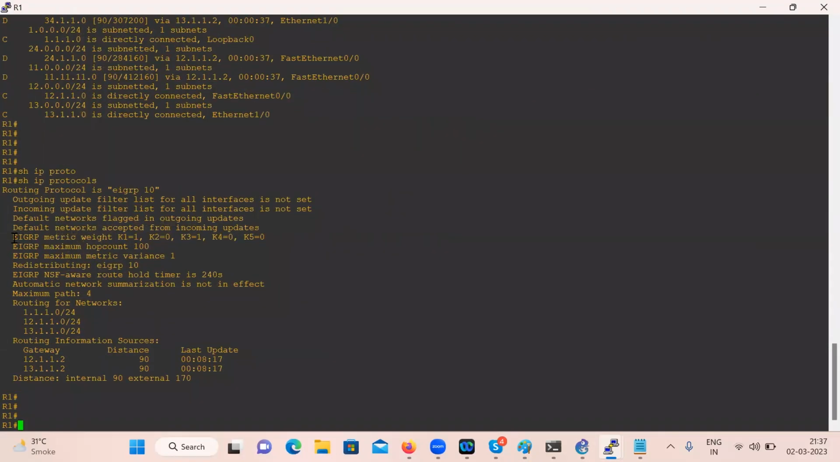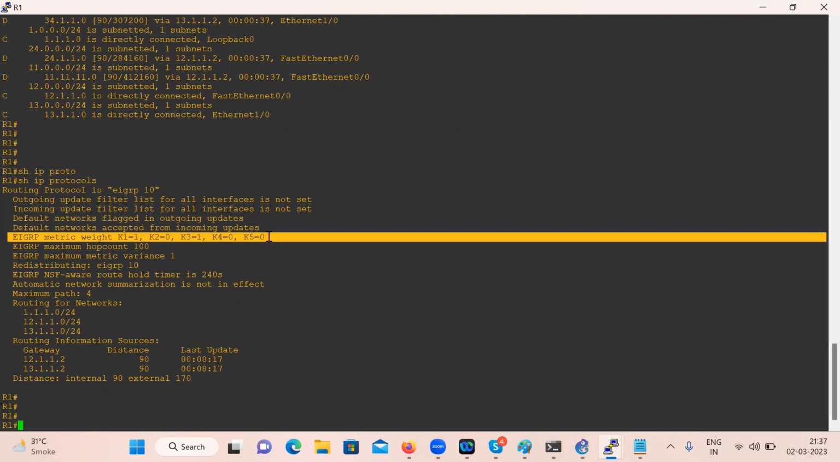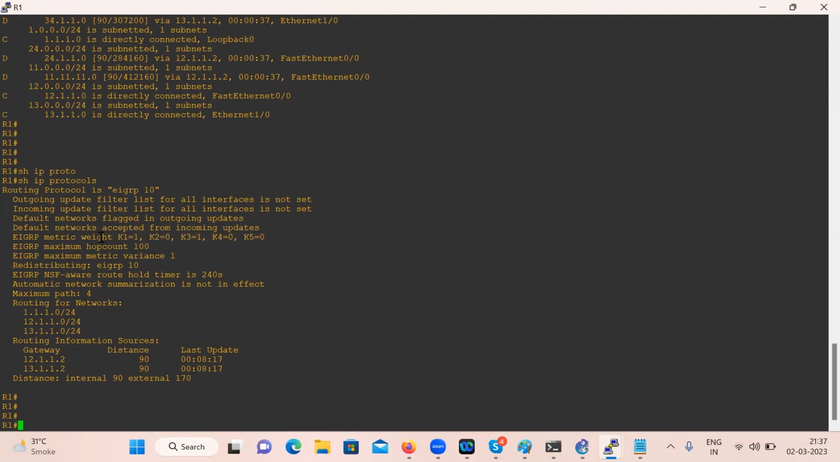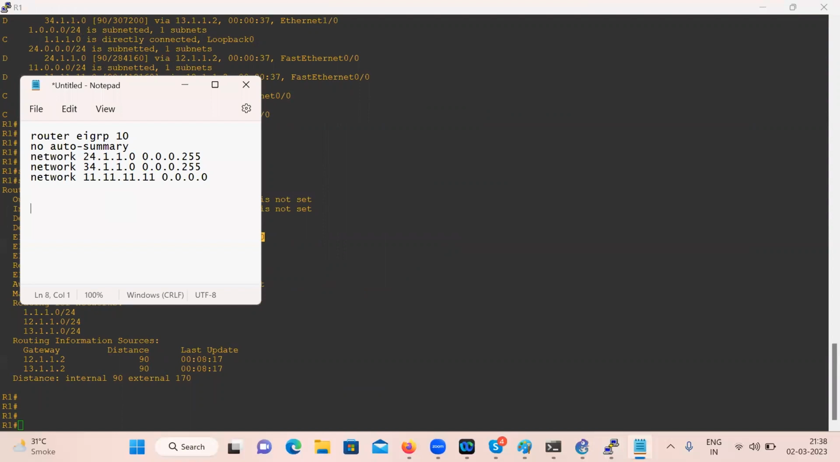See here, EIGRP metric weight. What I said that day, yesterday or whatever. K1 is equal to 1. K2 is equal to 0. K3 is equal to 1. K4 again 0. K5 again 0. That day only I told you guys, those values are something like this.